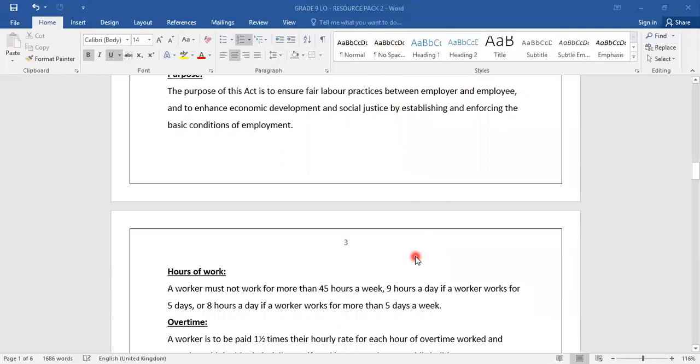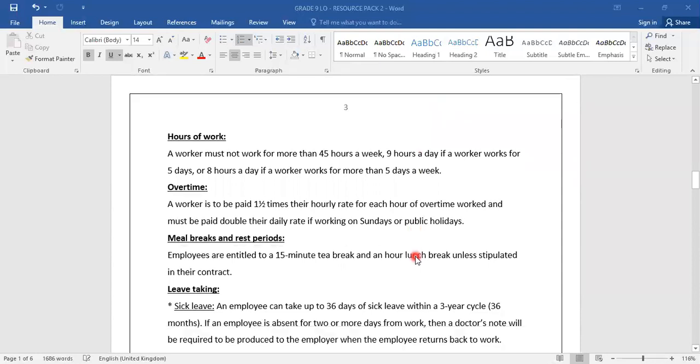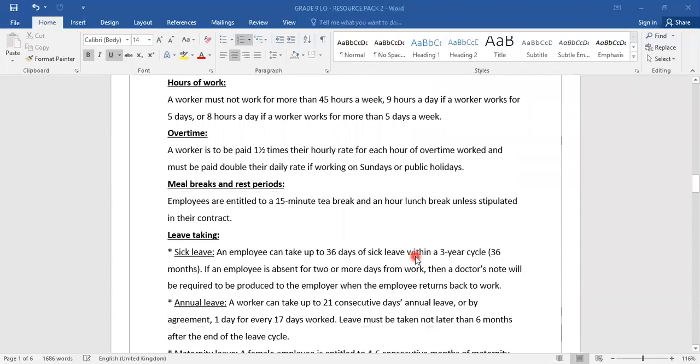Moving on to the third page of your second life orientation resource pack. The basic conditions of employment also stipulates the hours of work for an employee. It states that a worker must not work for more than 45 hours a week, or 9 hours a day, or they work for 8 hours a day for 5 days a week, which is inclusive of meal breaks, which we will get to just now.